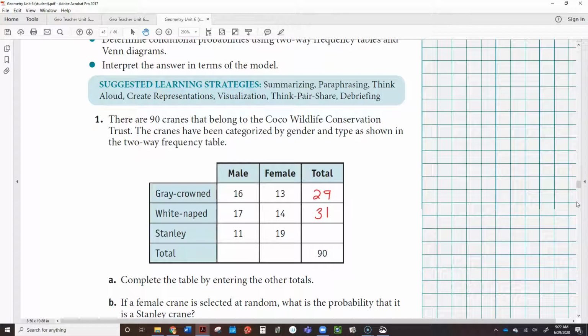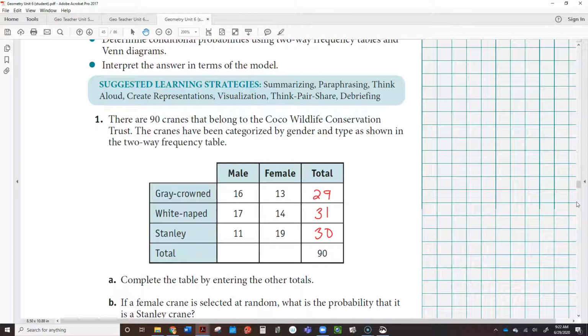And 11 and 19 Stanleys, 11 males, 19 females. That gives me 10, 20, 30. It looks like a total of 30. And if you add all these up, that's 30, 40, 50, 60, 70, 80, 90 right there. So we've got a total of 90.